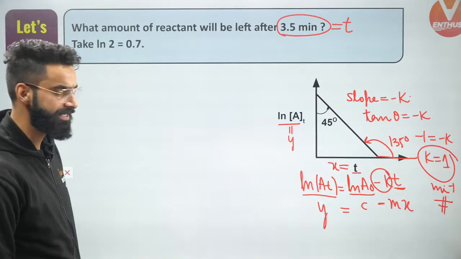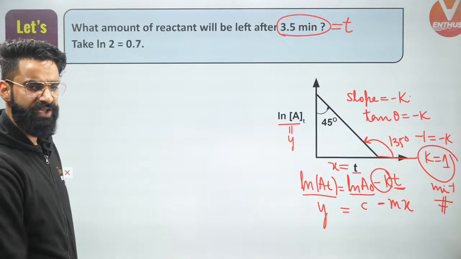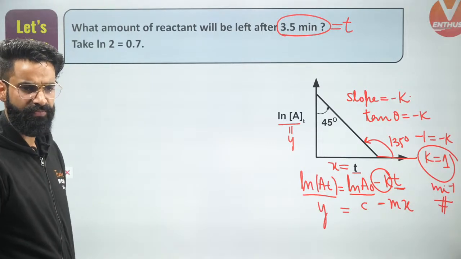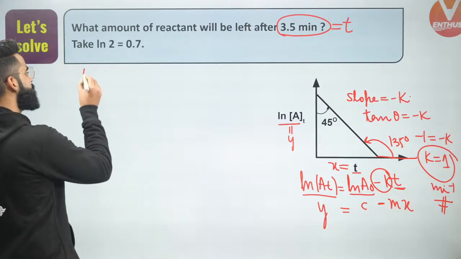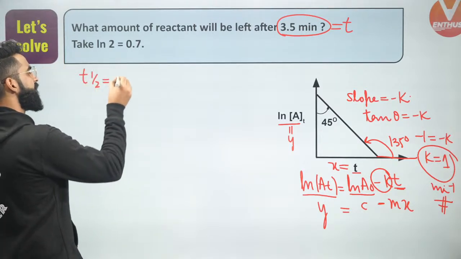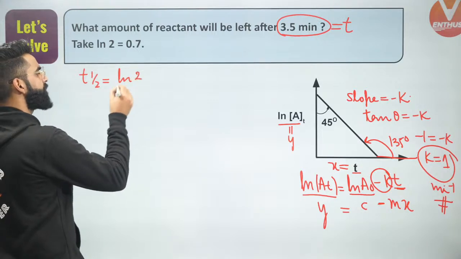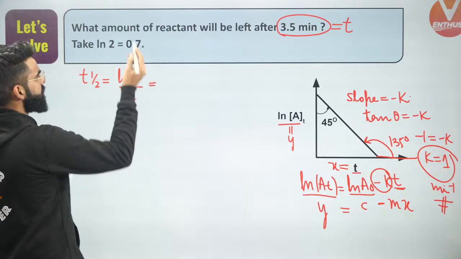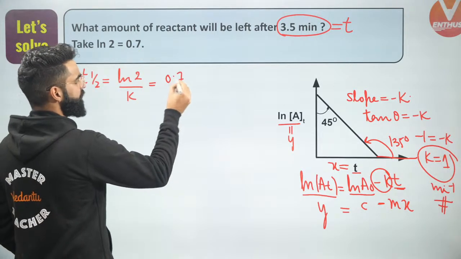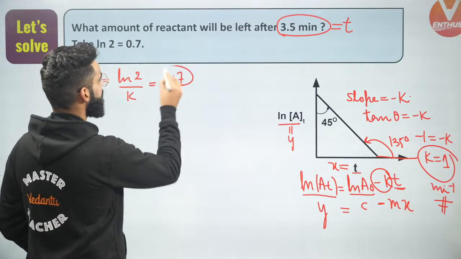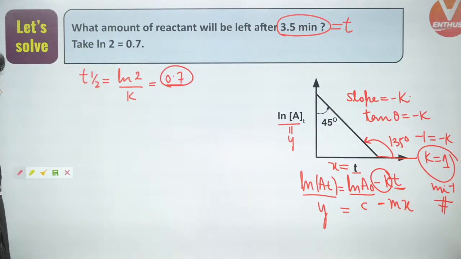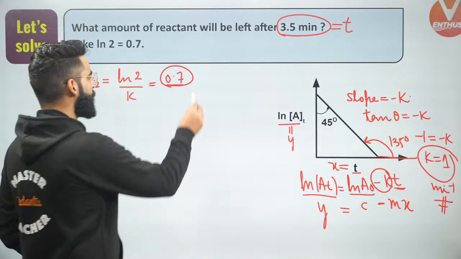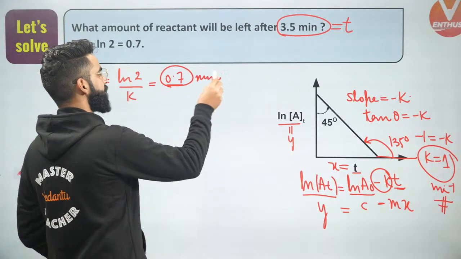Now people, if we got the value of k, can I calculate the half-life of the reaction? Half-life of the reaction is simply going to be ln of 2 divided by k. Ln of 2 is how much? Ln of 2 is 0.7. K value I got as 1. So half-life is given to me as 0.7. Half-life I got for the reaction as 0.7 minutes. Correct?